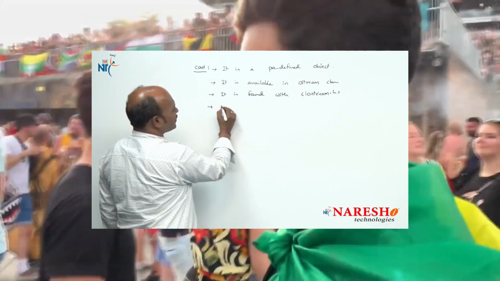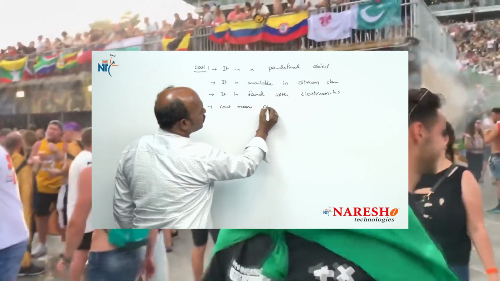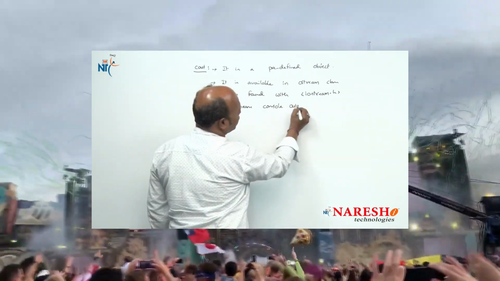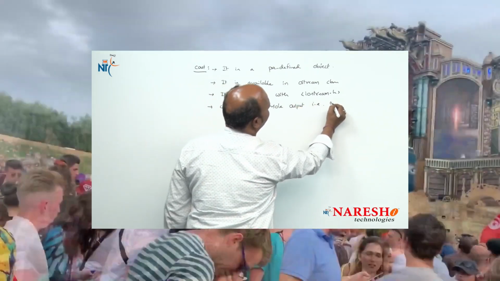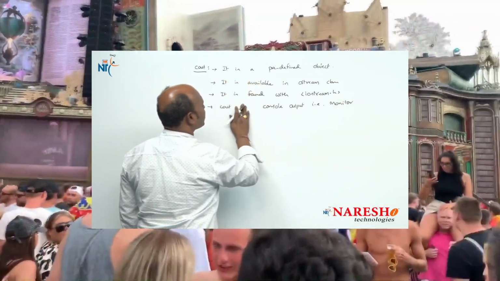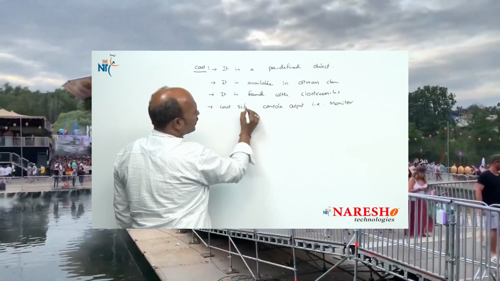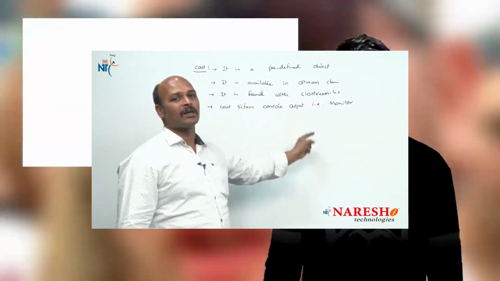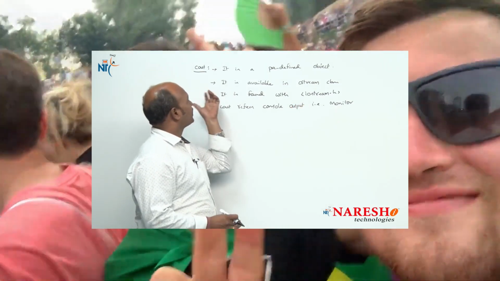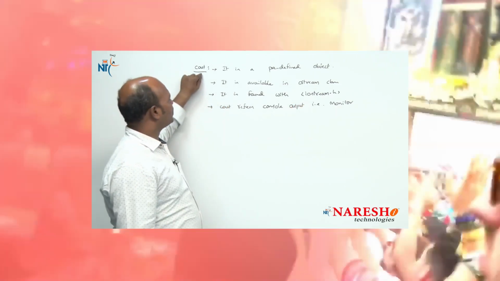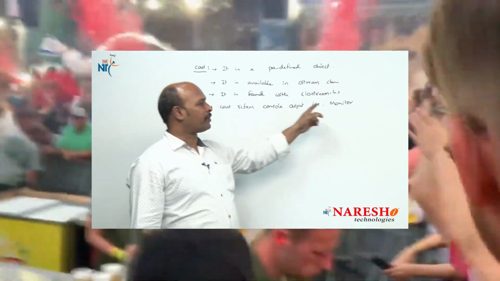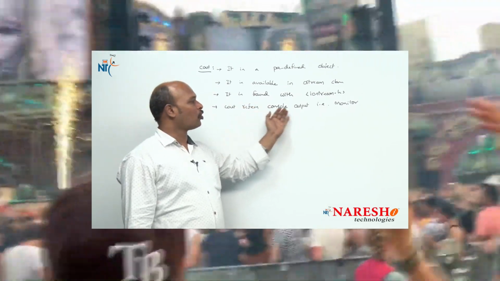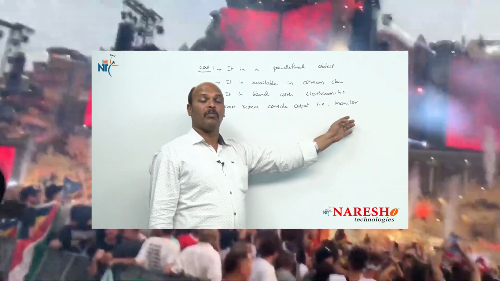Next, here cout means console output. Cout always refers to console output, that is the monitor. Clearly, cout always refers to the console output device, that is nothing but a monitor. That means whatever text or variables we use with cout are going to print on the monitor. That's why cout always represents the console output device, which is called the monitor.